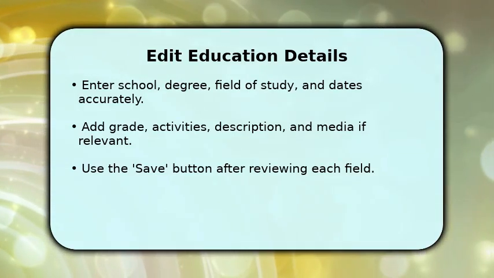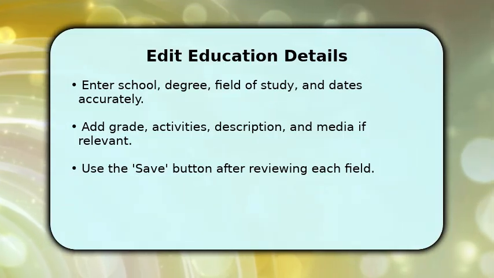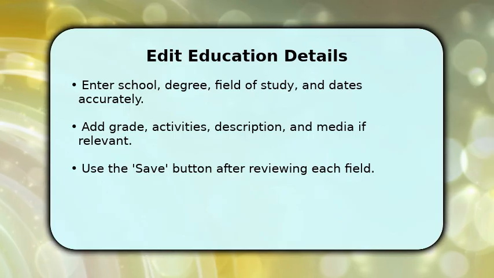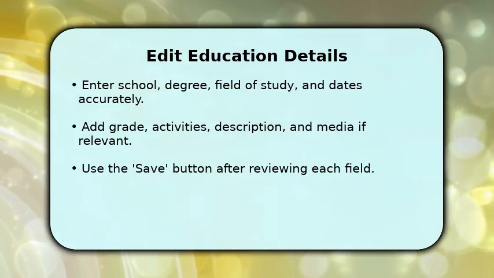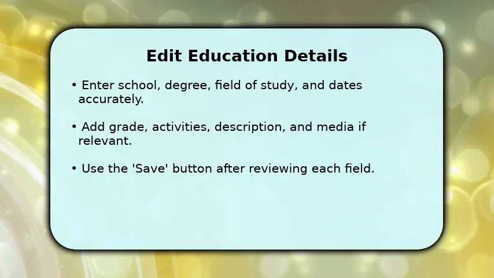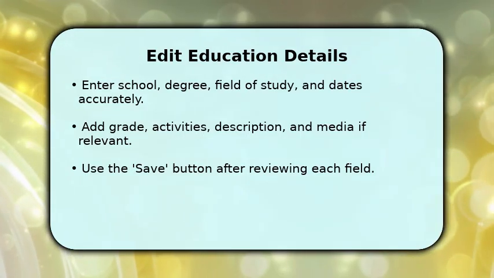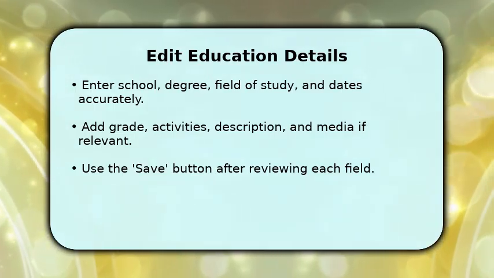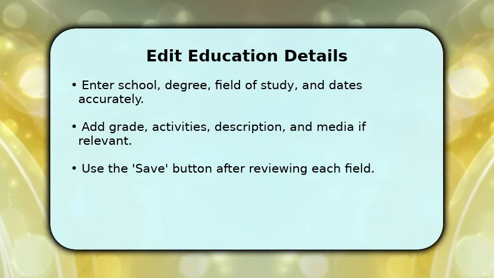Once done, add optional items like grade, activities, a concise description, or media. These improve discoverability and context. Make sure to select the right degree type from the drop-down to avoid mismatches. Review for typos and consistency with diplomas and transcripts. Then hit Save to commit the changes and update your public profile immediately.